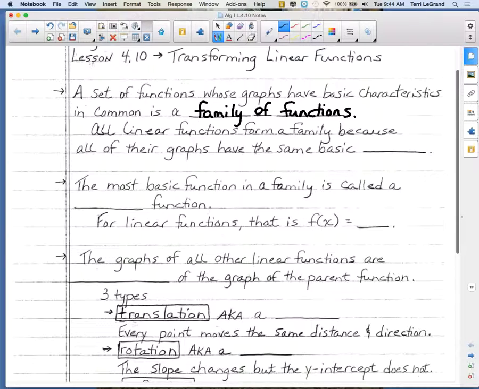All linear functions form a family because all of their graphs have the same basic graph. What kind of a graph do linear functions have? Benton? Straight line. Yeah, lines, right? Okay, so the linear functions make up their own family.